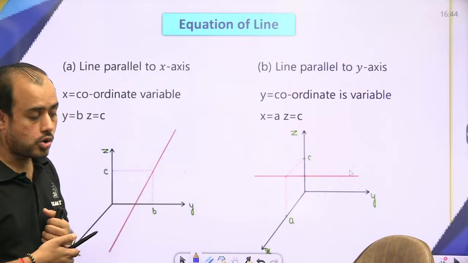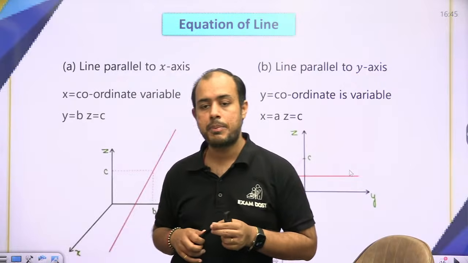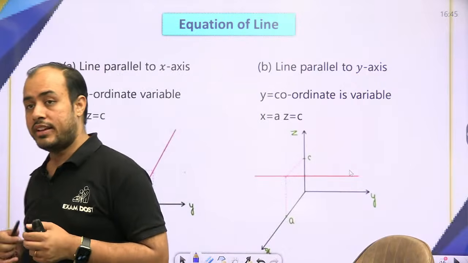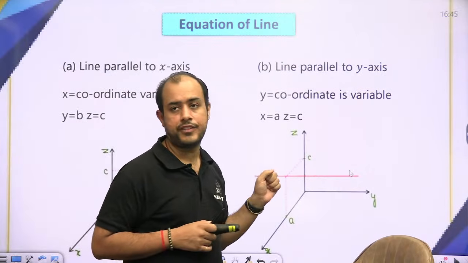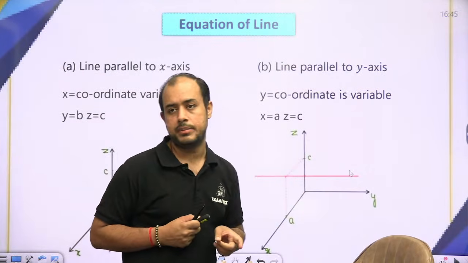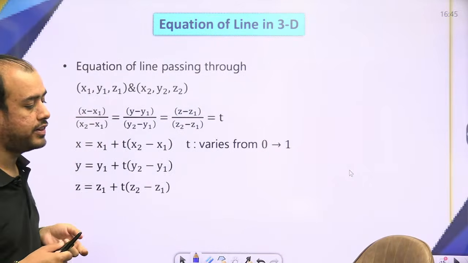अगर दो coordinate fix हो जाएं, एक variable रहे, तो तीसरे वाली axis के parallel line मिलती है. So when you want parallel to y, keep x and z fixed, keep y variable. When you want a line parallel to z, keep x and y fixed, z variable.